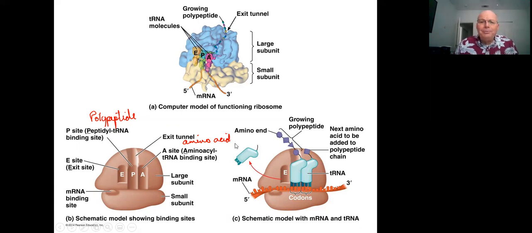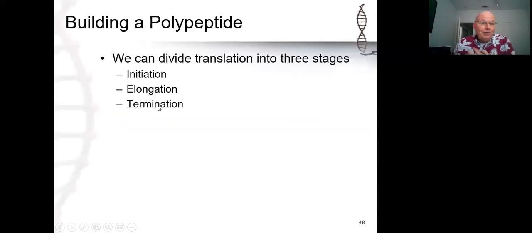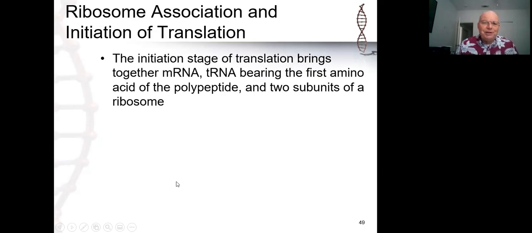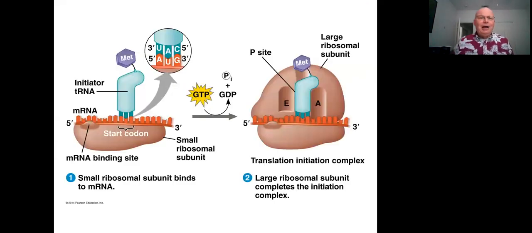So let's now talk about the 3 stages of translation: initiation, elongation, and termination. Remember, I said these are the same stages we see in transcription, but very different things are going on in these 3 stages. So make sure you don't confuse the stages of transcription with the stages of translation. So initiation involves the assembly of the ribosome around the start codon and the binding of the tRNA to the start codon that brings with it the methionine that represents the first amino acid.